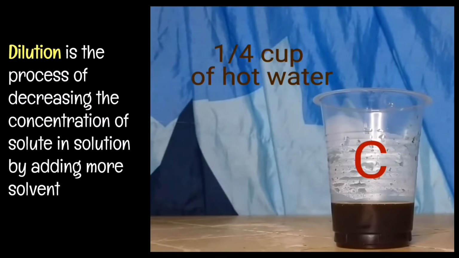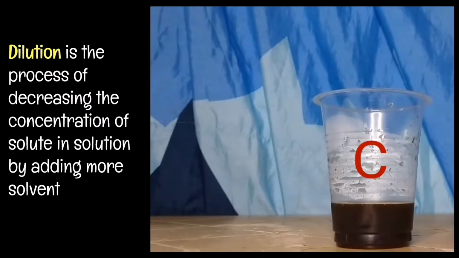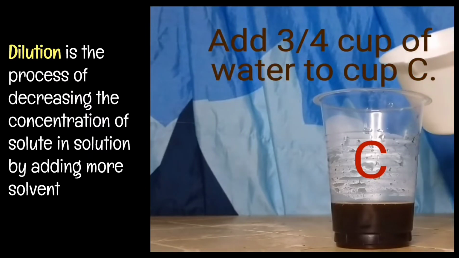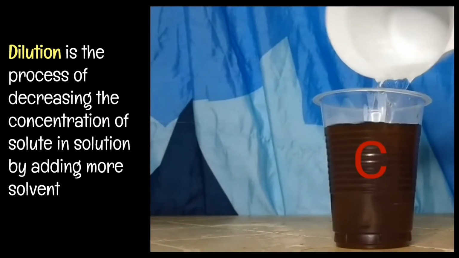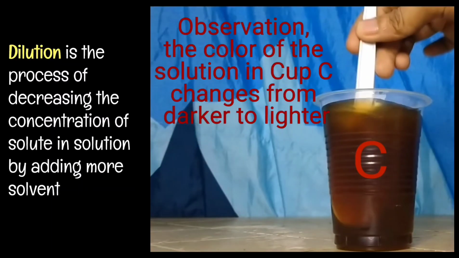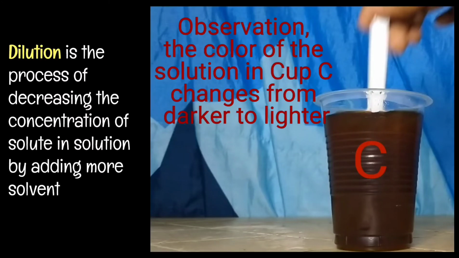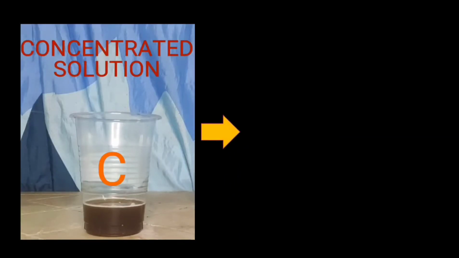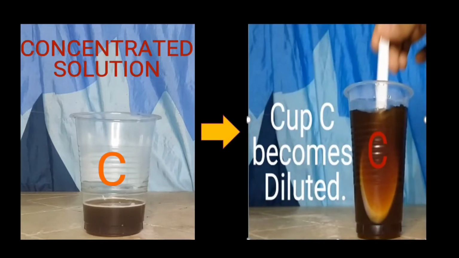Originally, cup C has 1/4 cup of hot water and 1/8 teaspoon of coffee powder. Now, let's try to add 3/4 cup of hot water in cup C and observe what will happen. Observation: the color of the solution in cup C changes from darker to lighter. The solution in cup C becomes a dilute solution.